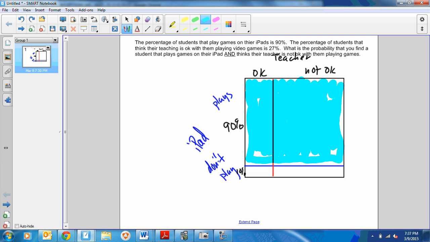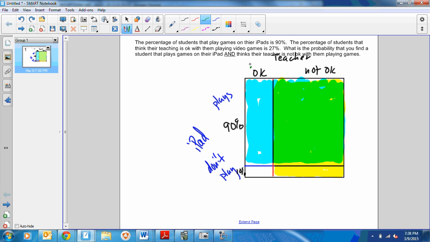Okay? So then I want to compare it or see in relationship with this other way to see if the teacher's okay or not okay. Now they said and thinks their teacher is not okay with them playing video games. Well, that's this piece here, all the way down. And I just take each one individually, and if it intersects, that's fine. But really the goal of these problems is to find the overlap with the and. Because wherever it's an and and an overlap, that's making both of these true. So what we really want to look for then is the intersection of these pieces.